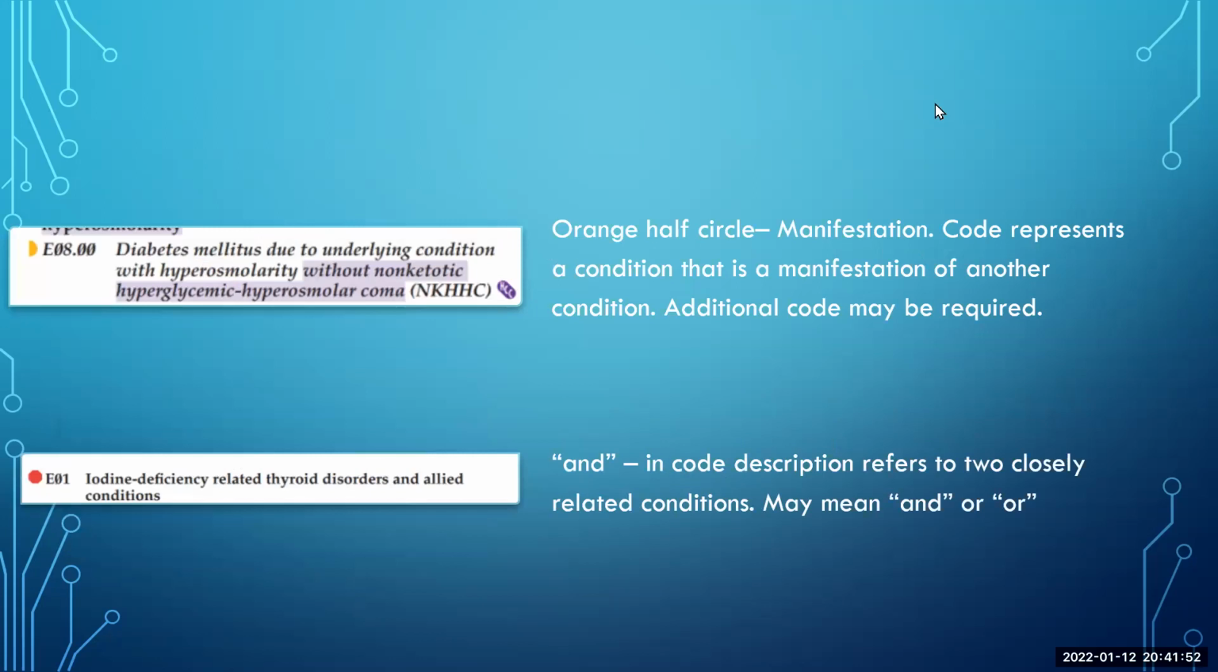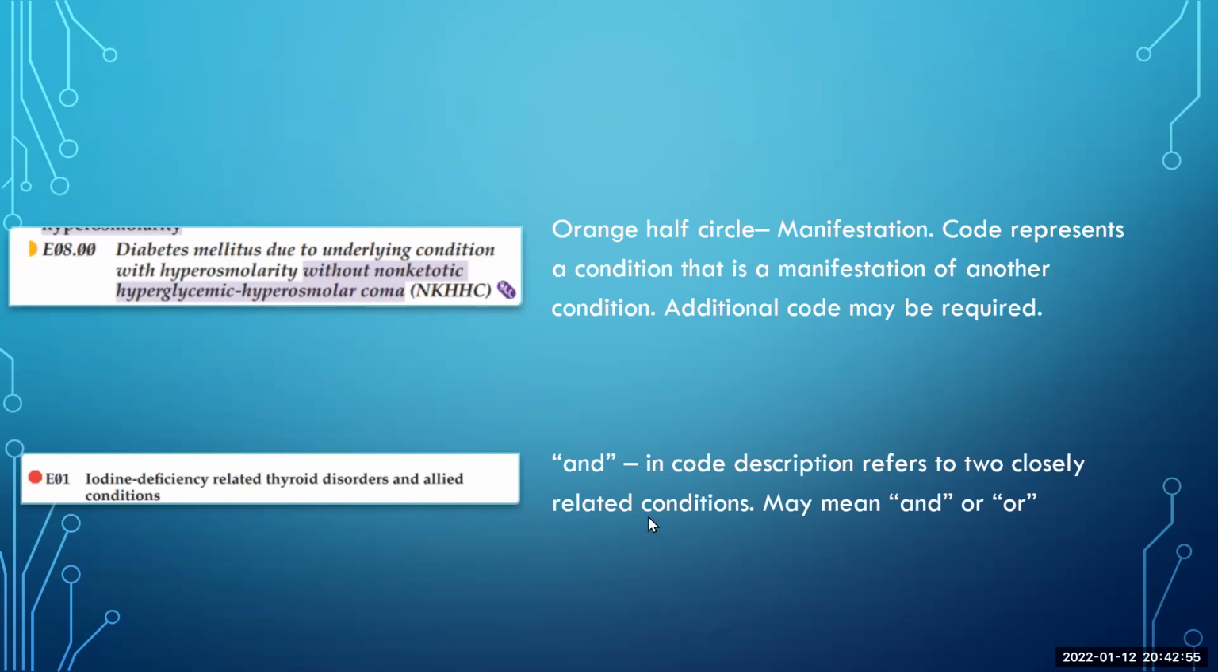Okay. So this orange half circle or half moon indicates that the code is referencing a manifestation. So this means that the condition that's listed in the code is the manifestation or the result of another condition. So another code might be required. That's all that means. So for this example, it says diabetes mellitus due to underlying condition with hyperosmolarity. This is a whole bunch of very difficult words I'm not going to try to pronounce and embarrass myself. But what it's saying is, this half circle says the diabetes is due to an underlying condition. So this diabetes is the result of a different condition. And so you might need to be coding that other condition right here, this NKHHC. Okay, so that's what that means. It is not, again, forcing you to use another code. It's just a guide to help you identify, hey, I might need another code here.